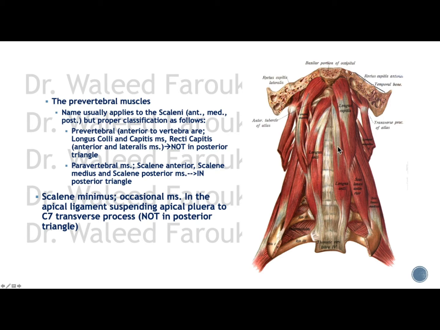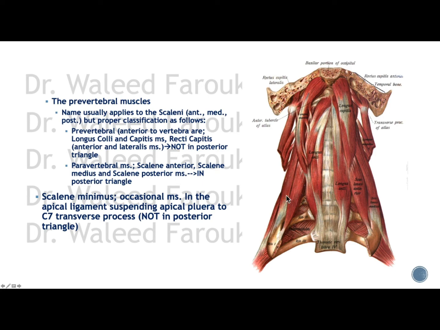There is a group of muscles in front of the vertebral column. These are the prevertebral muscles, like the longus capitis, the longus colli, the rectus capitis lateralis, and rectus capitis anterior. See those? All these muscles lie at the front of the vertebral column. They are called prevertebral muscles. This is the proper naming.